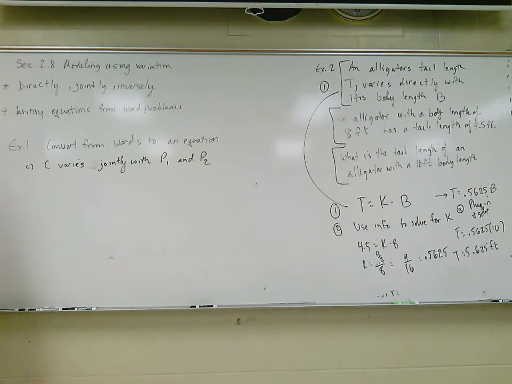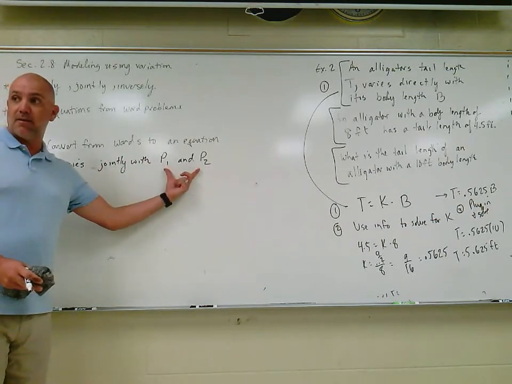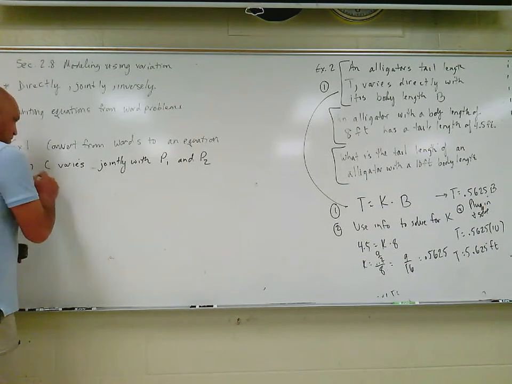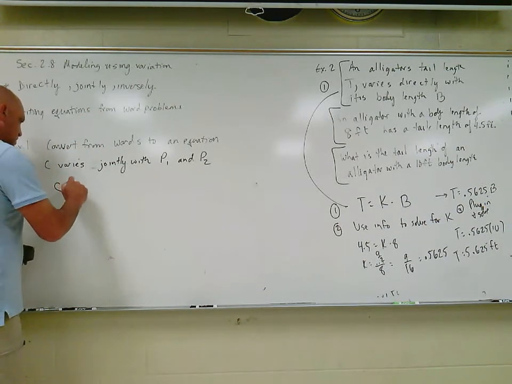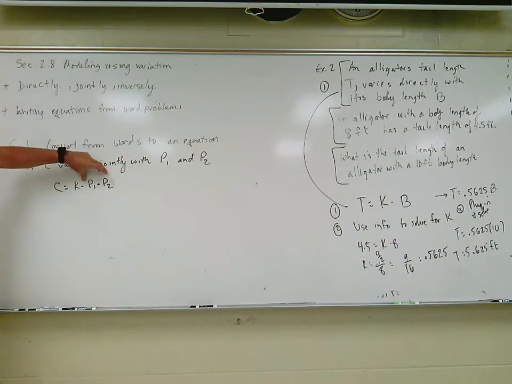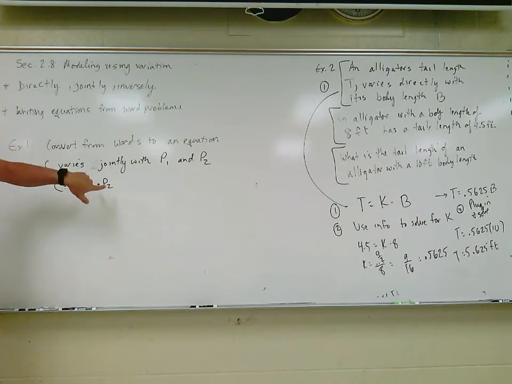And what do we use for our constant of proportionality? Okay, so there's 2 things on the right that influence the one on the left. So the way this equation will go, and again, this is just your step 1, C equals K times P1 times P2. So jointly means you multiply both of those, and then you put your constant of proportionality. So you'll just need to refer back to these as you do them. Directly, you multiply. Jointly, you multiply, there's 2 of them. And inversely, you put the variable on the bottom. K always stays in the top. It's just a constant once you solve for it.